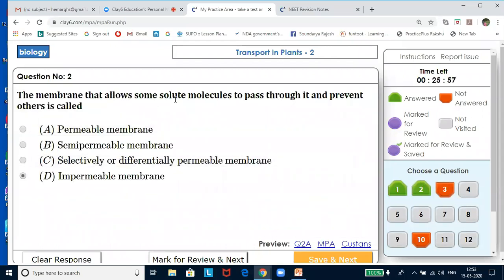The membrane that allows some solute molecules to pass through it and prevents others is called selectively or differentially permeable membrane. So this is what I said. Please look at the question. Some solute molecules, a semi-permeable membrane will not allow the solute molecules to pass through it.